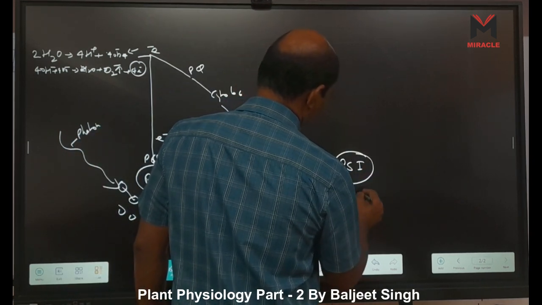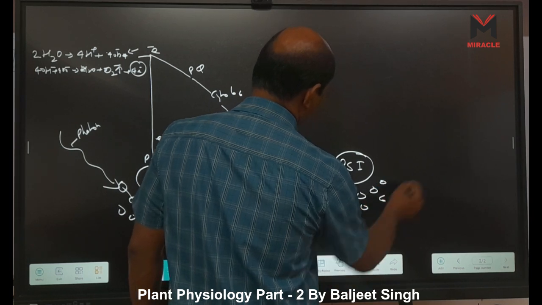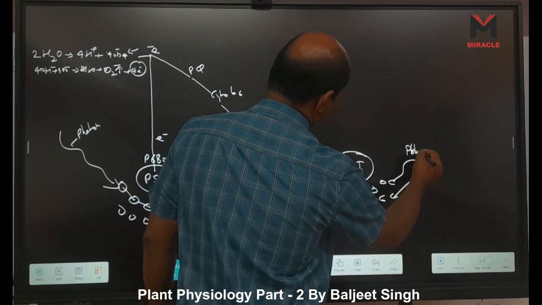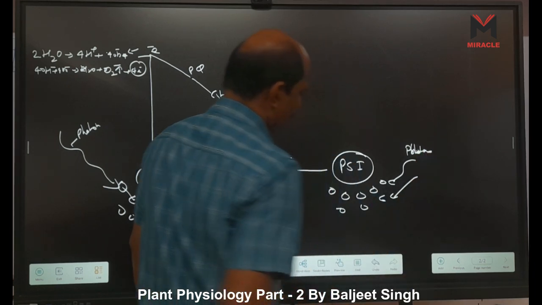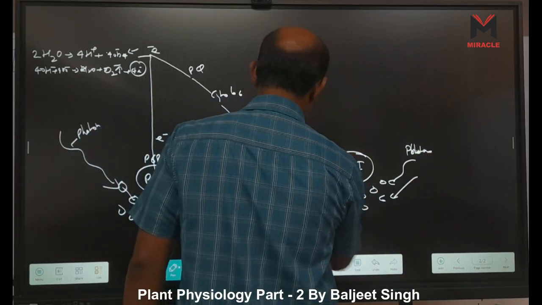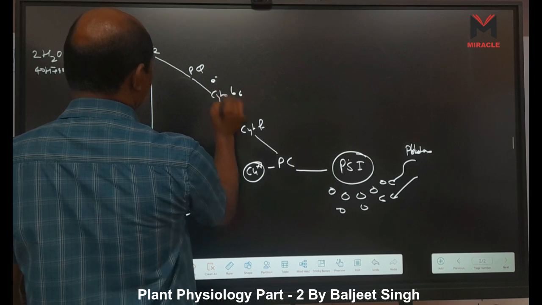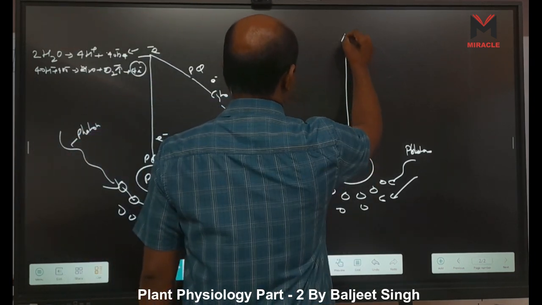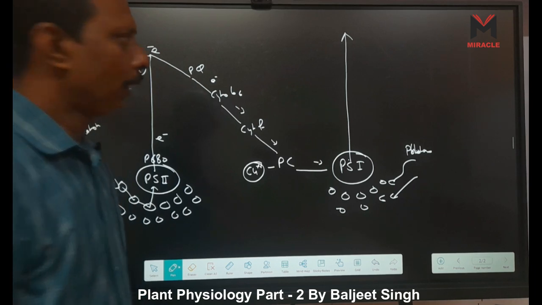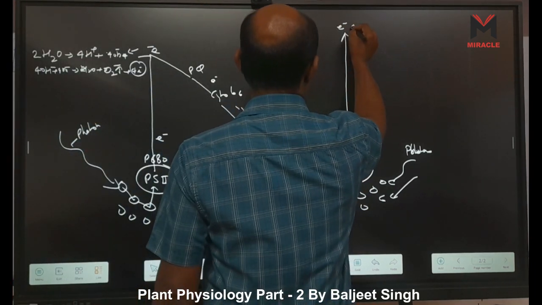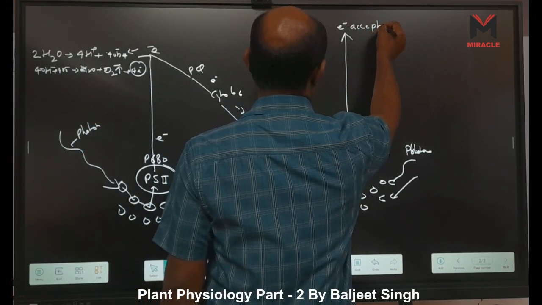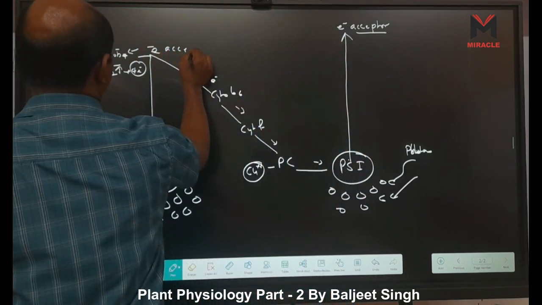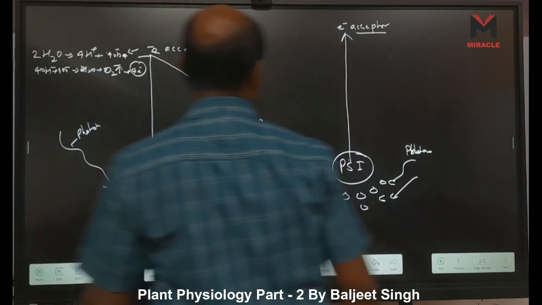This is the PS first. It can also absorb sunlight, photons. What happens here? The electron which is transported is also once more an uphill process, right? This is our electron acceptor. This one is the primary electron acceptor and this one is the secondary electron acceptor.